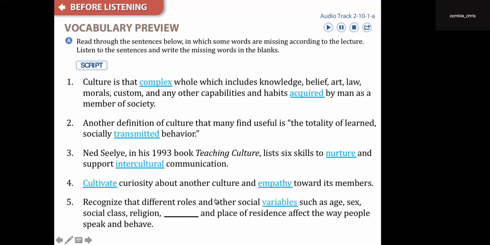Social variables, we have -able, which is a French word. Variable basically means likely to change a lot. And then we have, we've seen this prefix before, ethno, meaning of society, another Greek prefix. We have ethnicity, ethnocentric, ethnic. We have all of these relationships with human societies and different ethnic groups, different cultures as well.